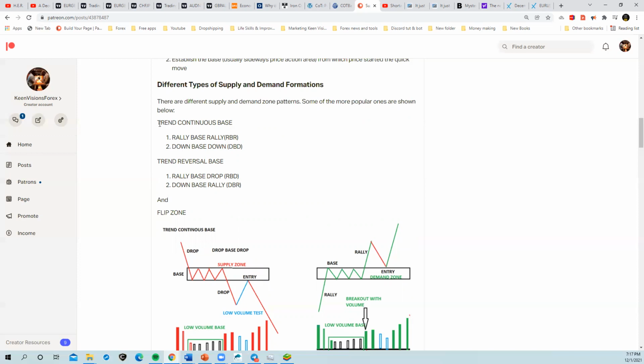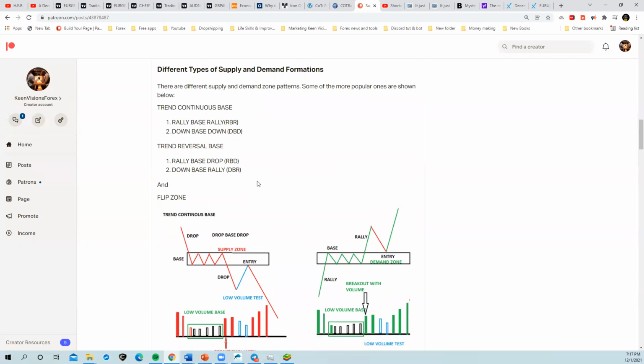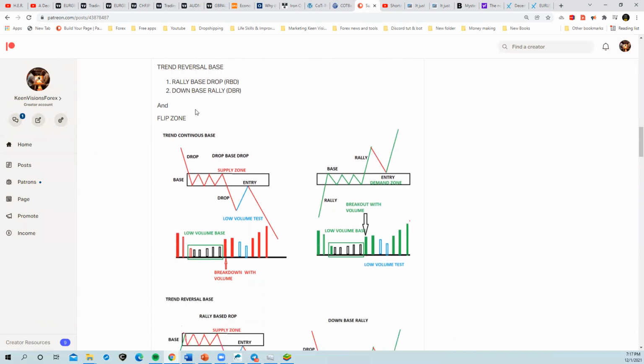Again, trend continuations will be rally base rally, or drop base drop for the downside of continuation. For reversal, you're going to actually see a rally, a base, a drop, and that's going to show the reversal to the downside. Now down base rally is going to be for the supply or the move downward. We also have something we call a flip zone, and I'll show that when we look at some of these diagrams.